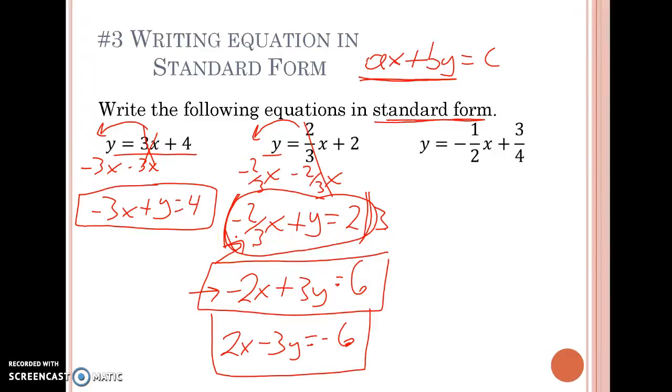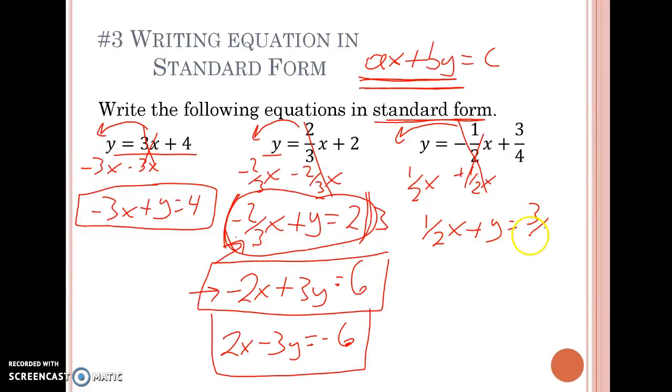So let's take a look at this last one. Again, we want to start by getting the x and the y on the same side of the equation. So I'm going to add the 1/2 x so it moves over to the left side of the equation. I'm going to add 1/2 x to this side, and I'm going to add 1/2 x to this side. So the -1/2 x and the positive 1/2 x will cancel each other out. And then on the left-hand side, I would have 1/2 x plus the y equals 3/4.